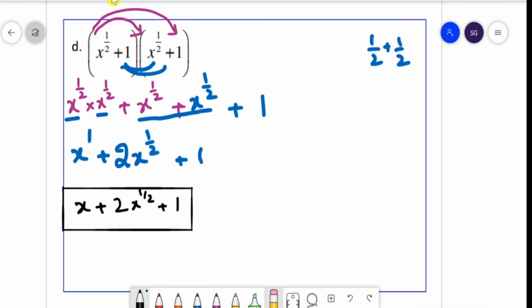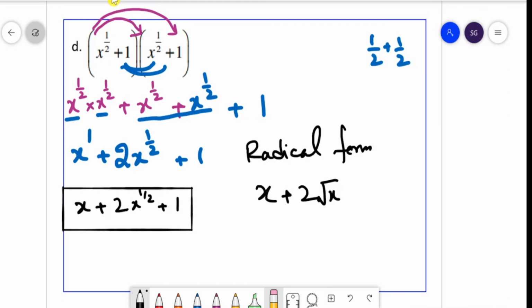Let's say if you were to write this in the radical form, wherever possible, we will write the same expression as x plus 2 times root of x, square root of x plus 1. So guys, in this video we briefly discussed the rules, then we applied the rules, and we tried to expand our working as much as possible.